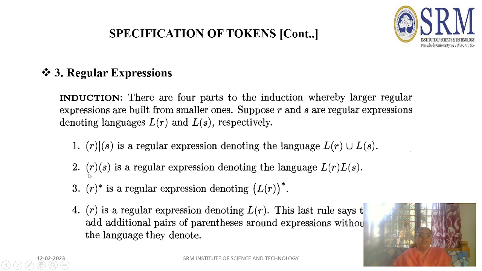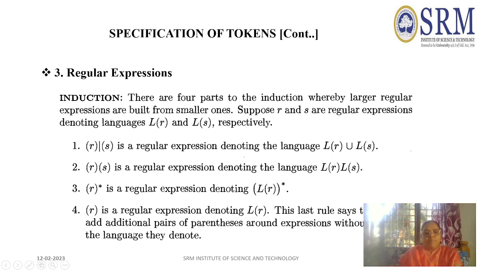R followed by S is a regular expression denoting the language L of R, L of S, which means it is a concatenation operation. R star is a regular expression denoting L of R the whole to the power star, the Kleene closure. And (R) is a regular expression denoting L of R. This last rule says that we can add additional pairs of parentheses around the expressions without changing the language they denote.